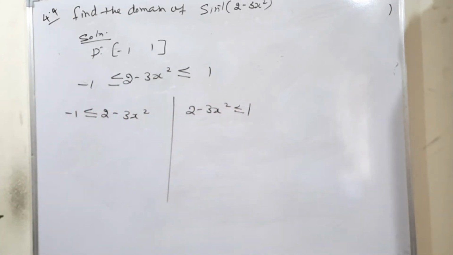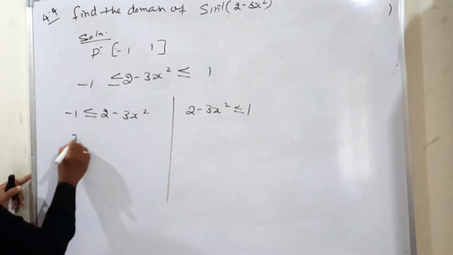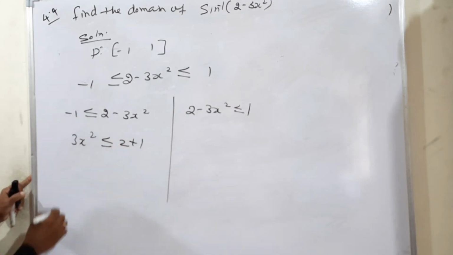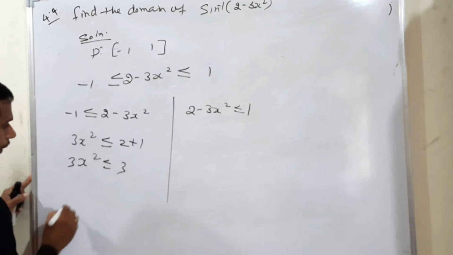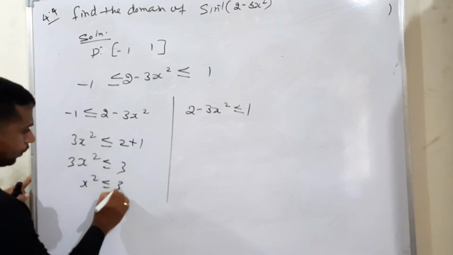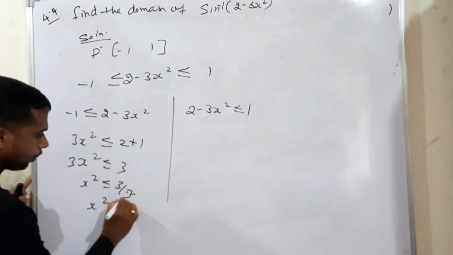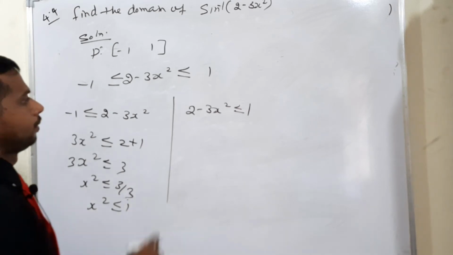What will happen? The minus term, bring it to the opposite side, means positive 3x square less than or equal to minus 1, and bringing it to the opposite side means positive 1. Therefore 3x square less than or equal to 3. Therefore x square less than or equal to 3 by 3, which means x square less than or equal to positive 1, isn't it? Positive 1. Second case.